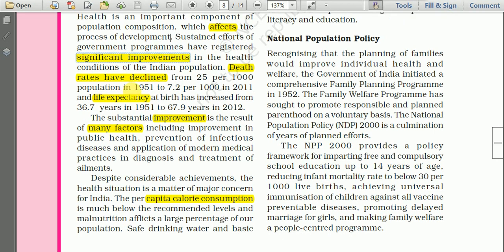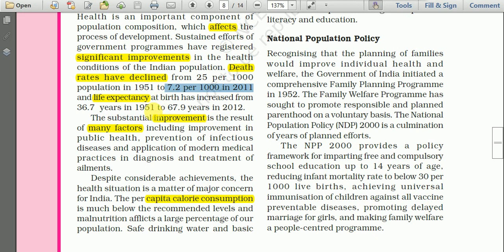Okay, for example, see, death rates have declined from 25 per thousand in 1951 to 7.2 per thousand in 2011. So in 1951, about 25 persons died for every 1,000 persons. But now it has decreased to 7.2 persons per 1,000 people in the year 2011. That means now the death rate is only 7.2. Only 7 or 8 persons die for every 1,000 persons. That means we are improving.